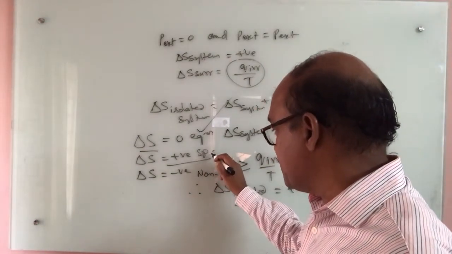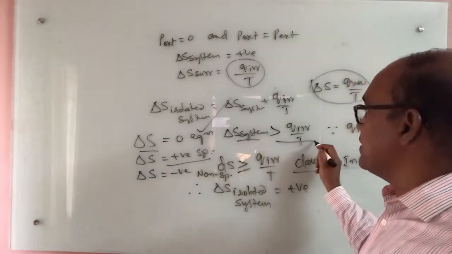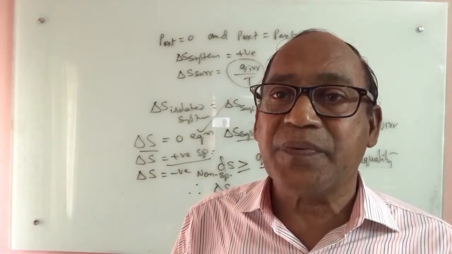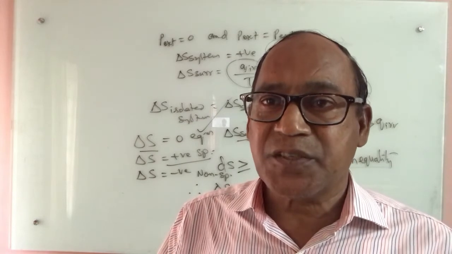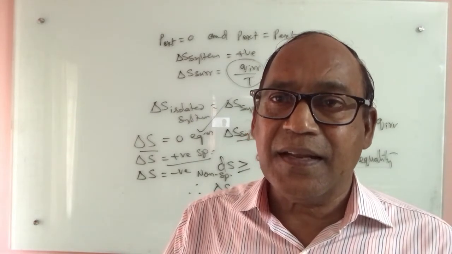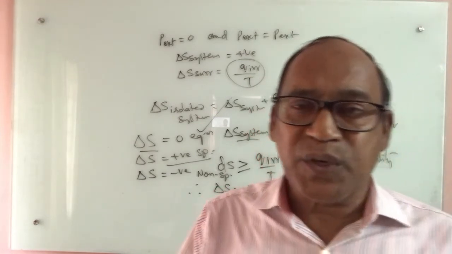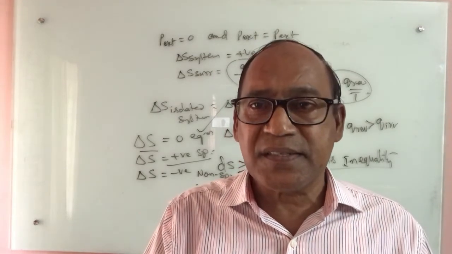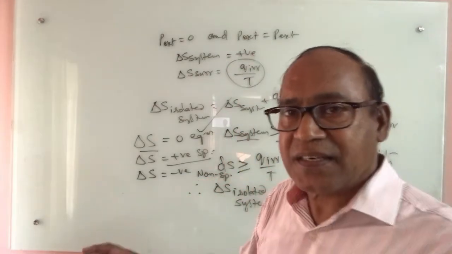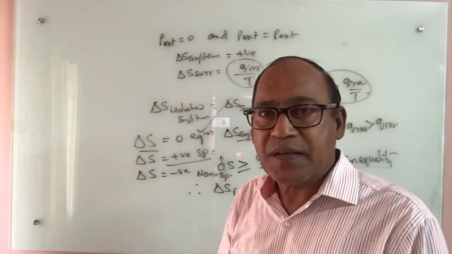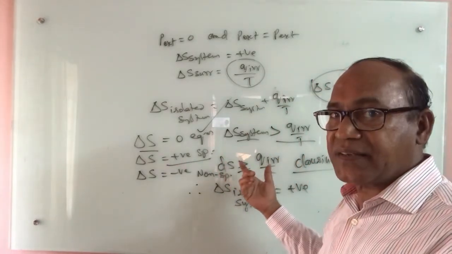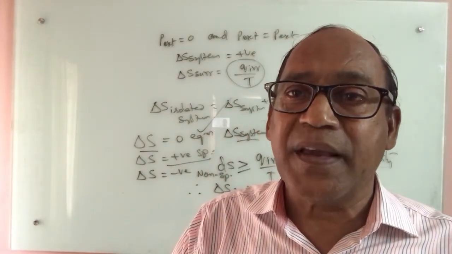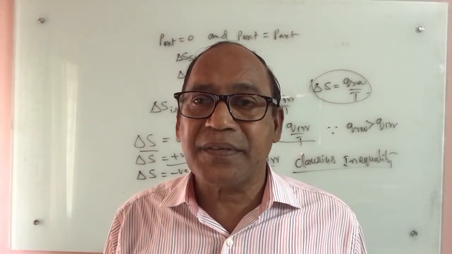The criterion for spontaneity, we need to consider system and surroundings. That's how the Clausius inequality helps us to understand the increase of entropy for all natural spontaneous processes. So this really helps us to make a very generalized statement of the second law of thermodynamics: the entropy of the universe always increases and tends to a maximum. This can be made keeping in view the entropy change in the system and surroundings and the Clausius inequality.